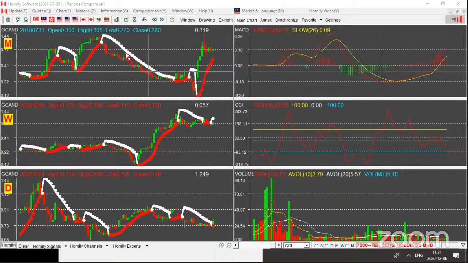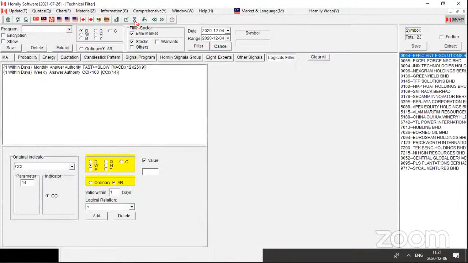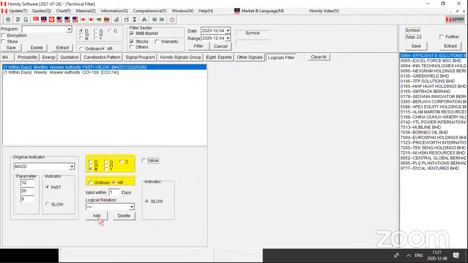MACD setting for screening. Oh, seems some members are still not clear about the filtering, right? Okay, the first one we said is the MACD based on monthly charts. So you can find MACD from the original indicator and choose here master, change to M which stands for monthly. Then after that, logical relation greater than or equal, then the slow one, and click add. This is the MACD filtering based on monthly charts.